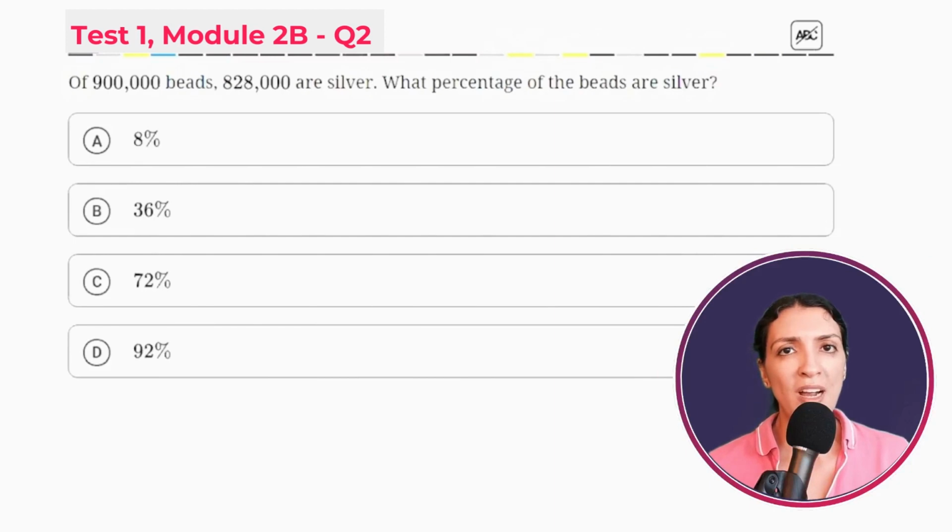For this question, we're asked to find a percentage. The total is given. We have a total of 900,000 beads, of which 828,000 are silver. We're asked what proportion, what percentage of the beads are silver. Well, 828,000 is almost the entirety of 900,000. So we expect our number, our percentage, to be a little over 90%, which would lead us to choice D.